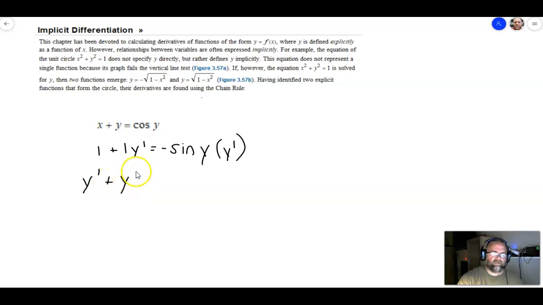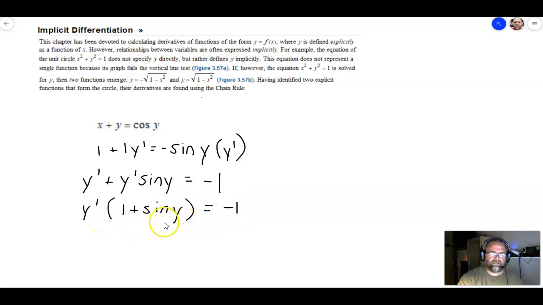I'll put the y prime in front, y prime times the sine of y, and this is equal to, and I'll bring that 1 and bring it over there, negative 1. So I want all of my terms with y prime on one side and everything else on the other. And the reason I do that is because now I can factor out a y prime, and I'm going to get 1 plus the sine of y, and that's equal to negative 1.